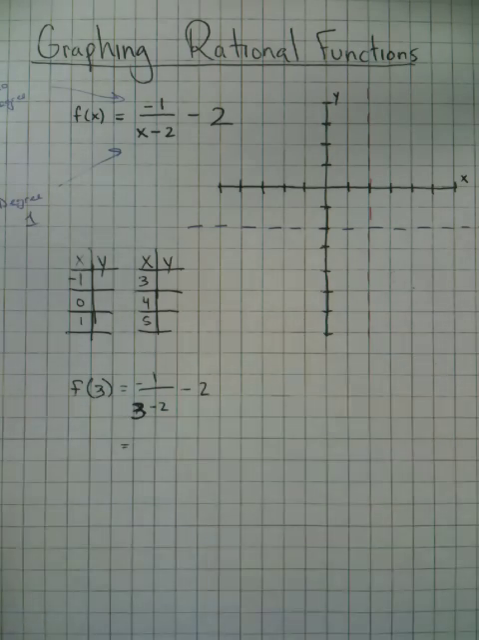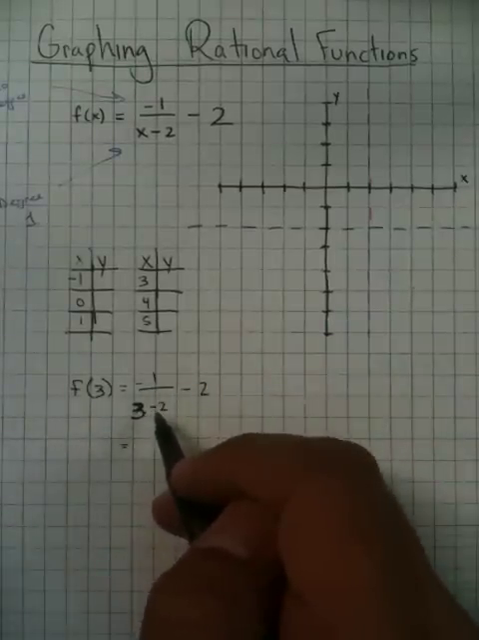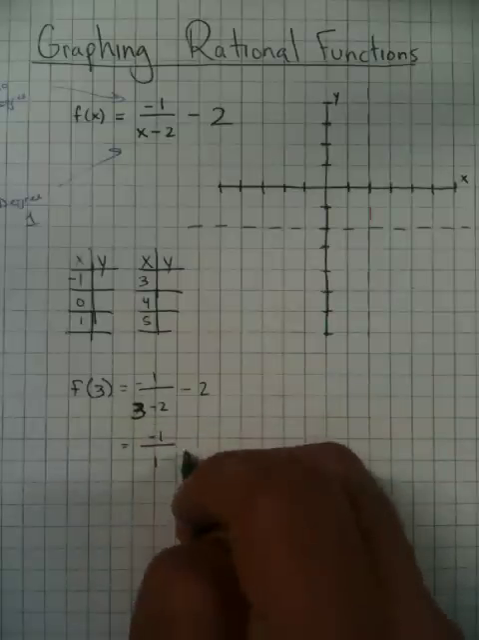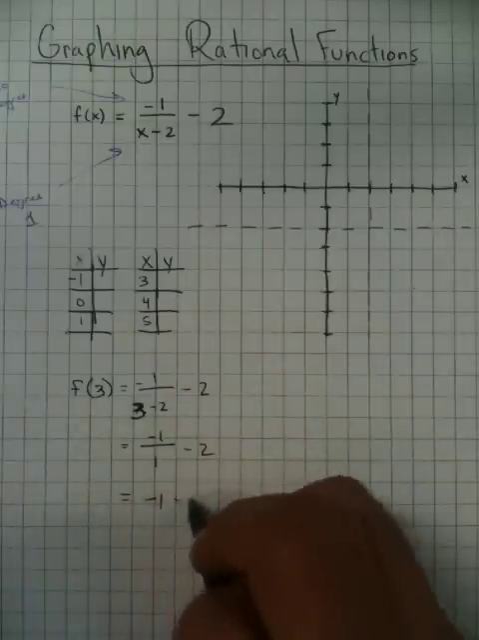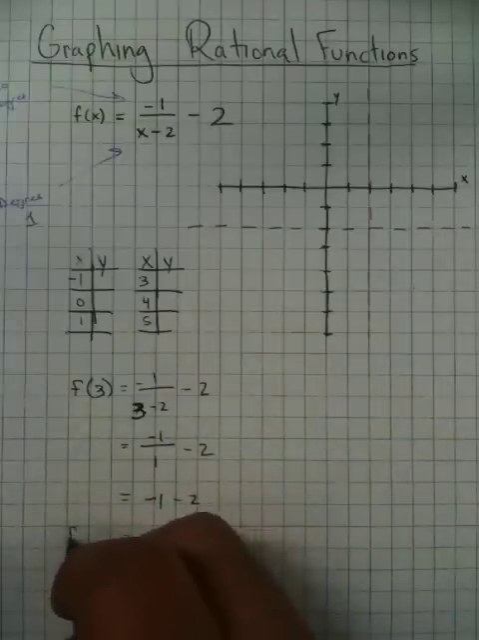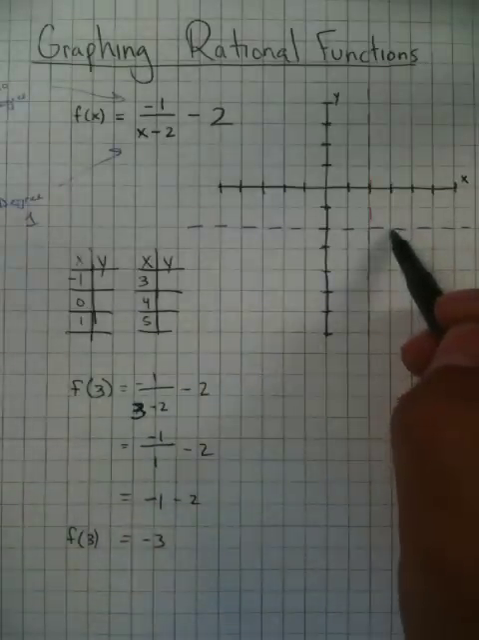So you're doing two operations here. The first operation is simplifying this rational expression. So 3 minus 2 is 1, and -1 over 1 is the same thing as -1, minus 2, which is the same thing as -3. So when you use 3, you get -3. Therefore, you got 3, -3 right there.